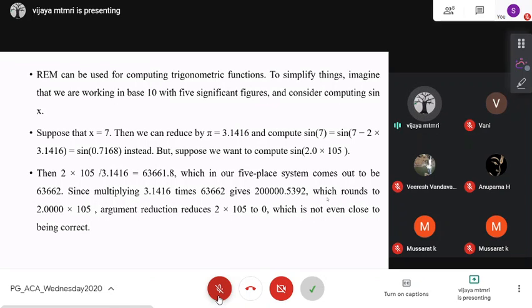But suppose we want to compute sin of 2.0 times 10 to the 5. Then we multiply 2 times 10 to the 5 divided by pi, 3.1416, and we get the answer, which in our 5 place system comes out to 63622. Since multiplying 3.1416 times 63622 gives 200000.5392, which rounds to 2 times 10 to the 5.